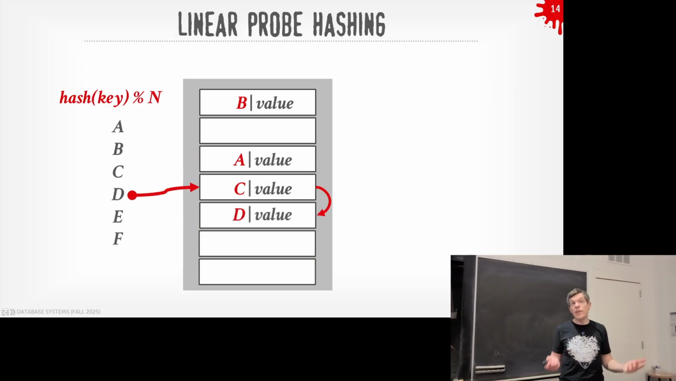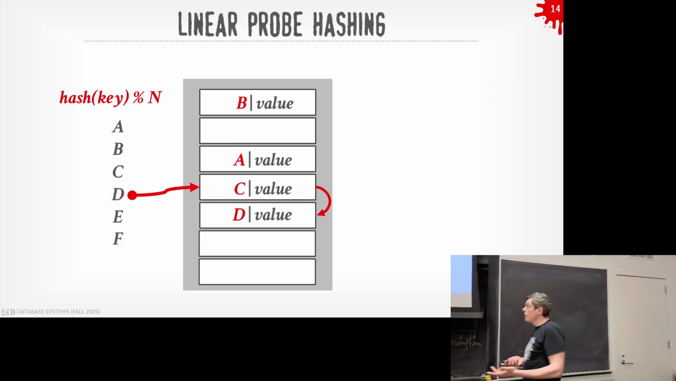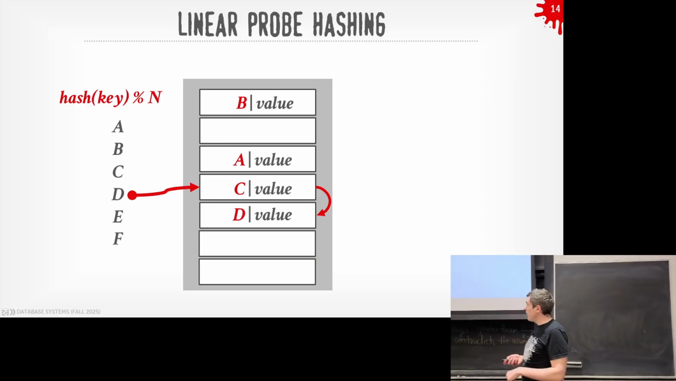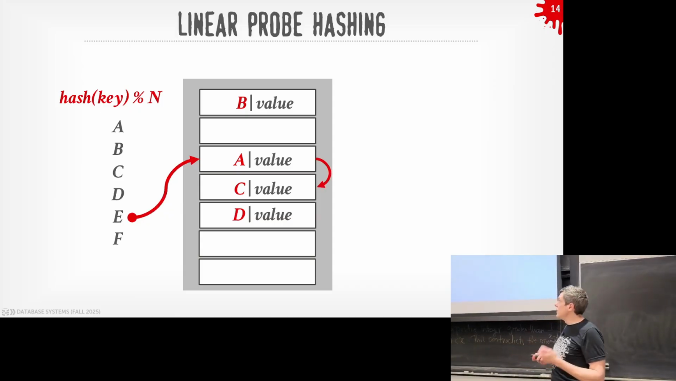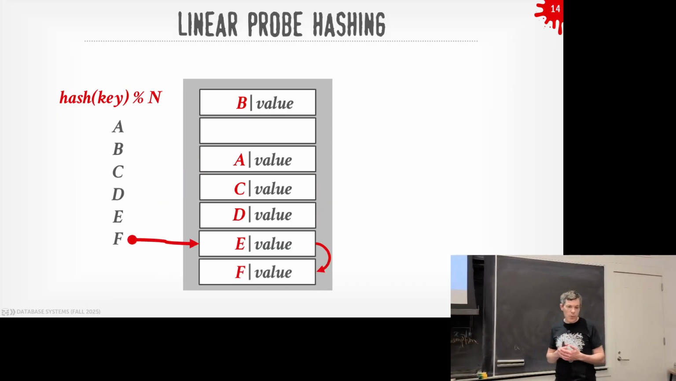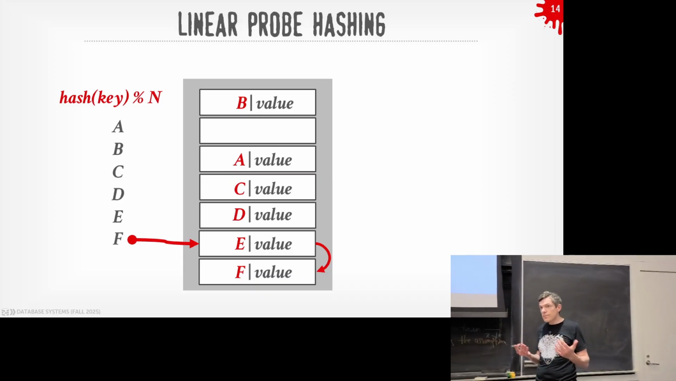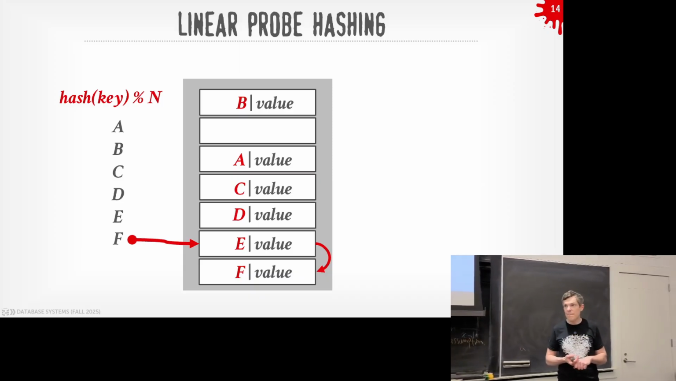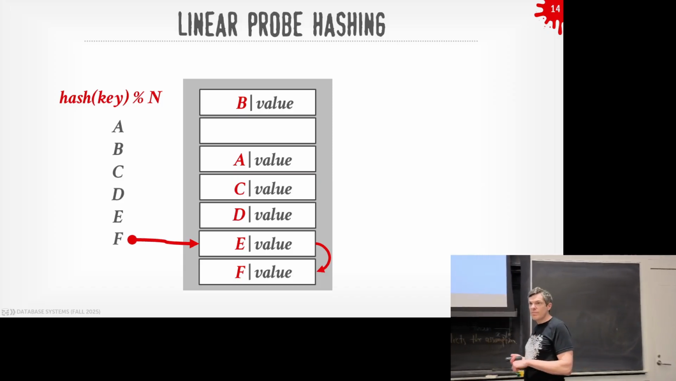D wants to be where C is. It's occupied, so it has to scan down and put D there. E wants to go where A is, can't go where C is, can't go where D is. We finally find a free slot there. And just to finish off, we'll put F, wants to go where E is, and it goes to the bottom. Pretty easy, right?